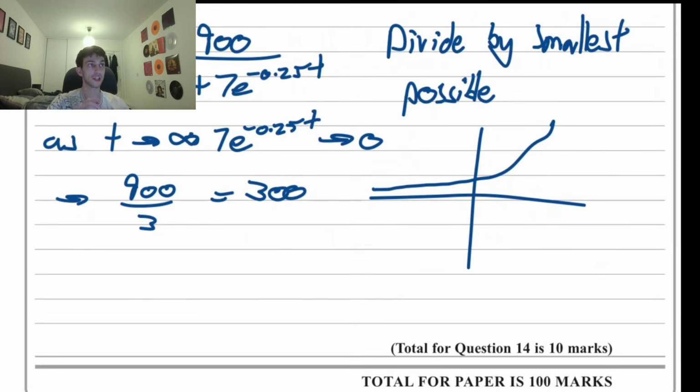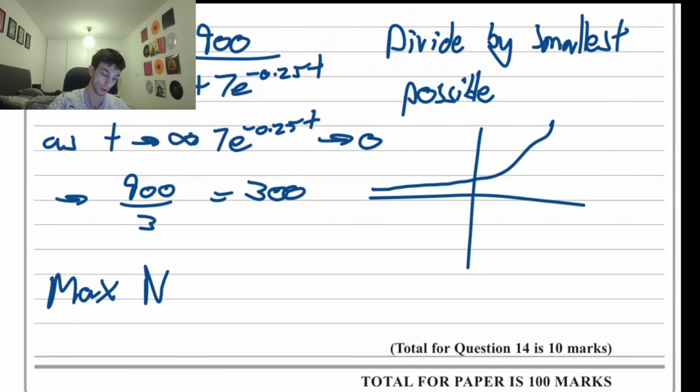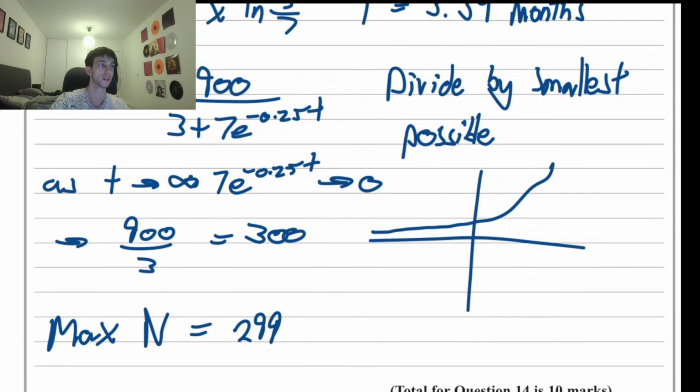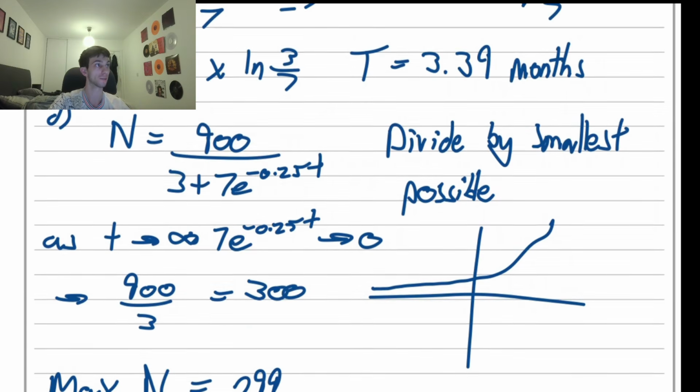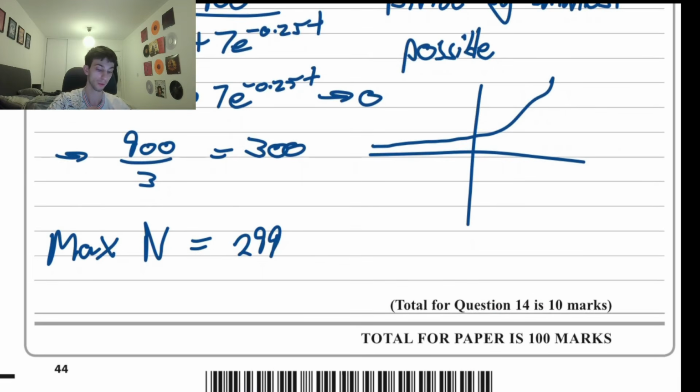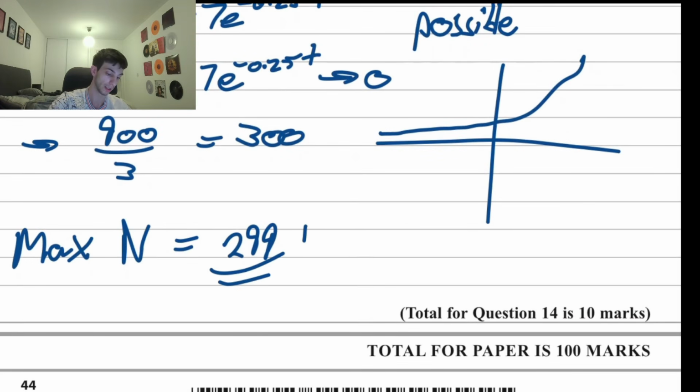So the mark scheme does allow your maximum number of mice, your max n, to be 300, but we won't actually quite get to 300. So the correct answer here is the maximum number of n will be 299, because e to the power of minus 0.25 times that really large t number will never quite reach 0, so we won't quite reach 300. So the maximum number of mice will be 299 mice. That is your final answer.